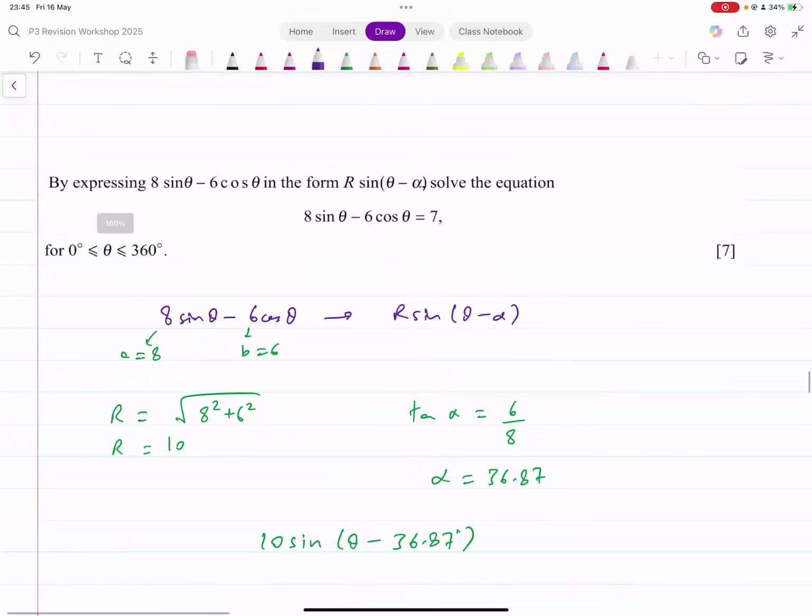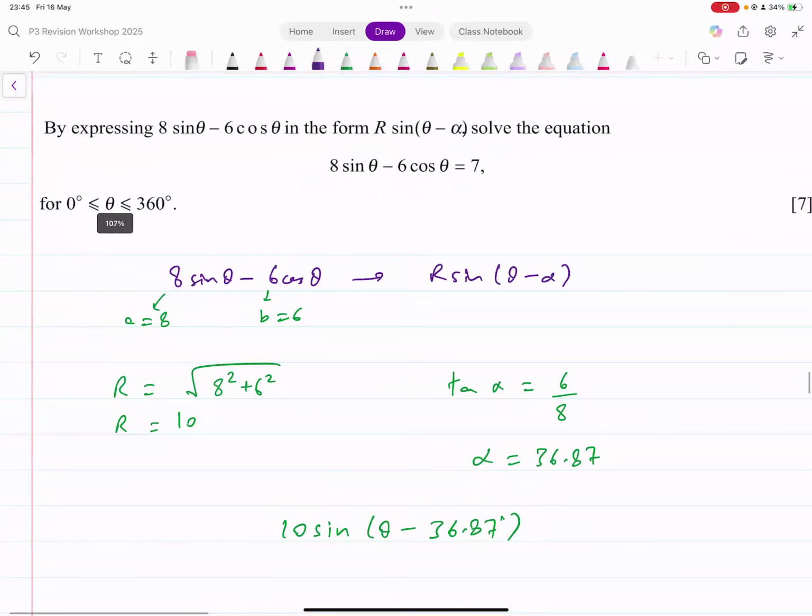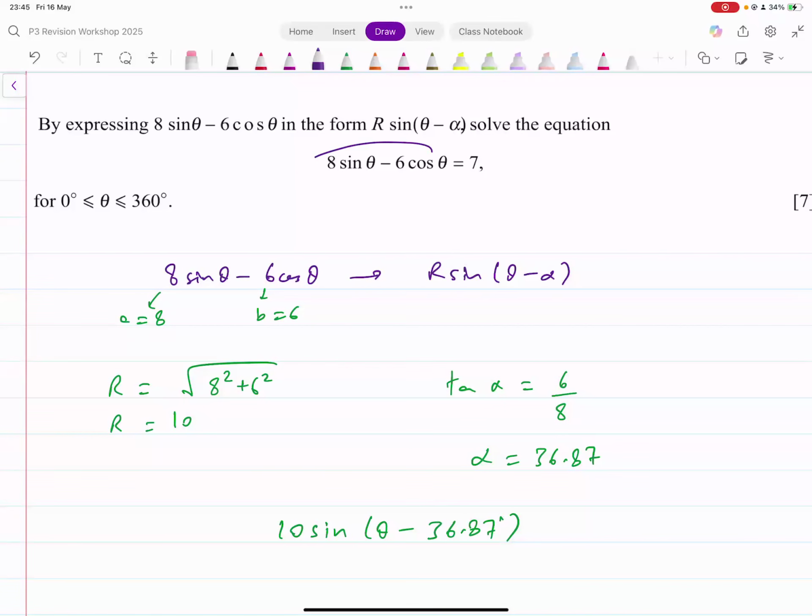Okay, now why is that important? You will have to solve equations like this using this particular form. So for example, they're saying by expressing this thing in the form r sine of theta minus alpha, solve this equation. Now we cannot solve this equation directly. If we had 0 on the other side, then we could solve it. We could convert it to tan, right? By taking cos to the other side and then dividing by tan. If the number is something else, we've got 7 here. We do not know how to do that using the P1 methods that we know earlier.